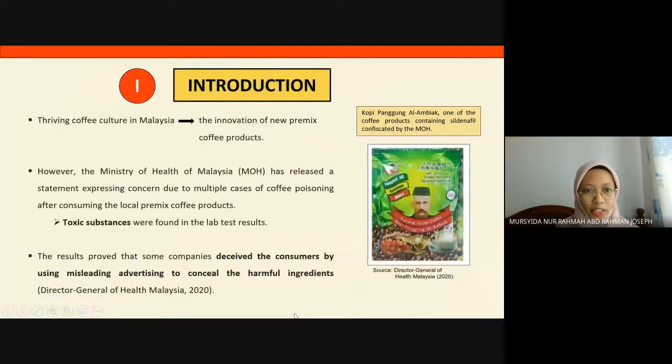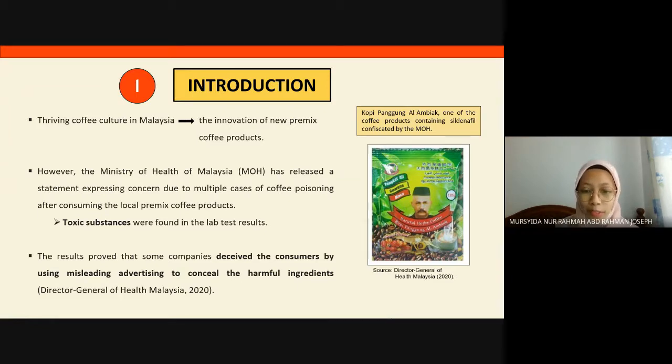For an introduction, the thriving coffee culture in Malaysia has led to the innovation of new premix coffee products. However, the MOH has released a statement expressing concern due to multiple cases of coffee poisoning after consuming local premix coffee products, and toxic substances were found in the lab test results.